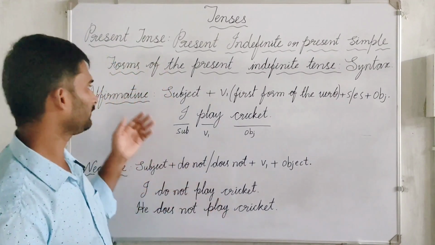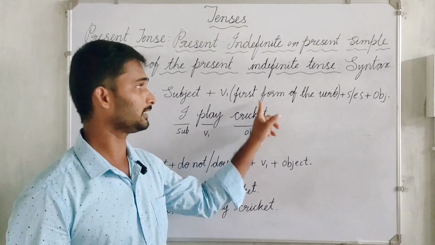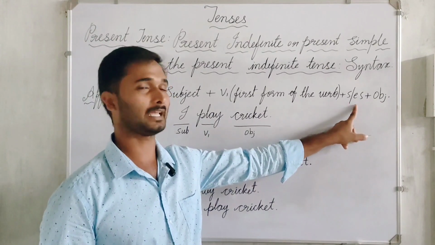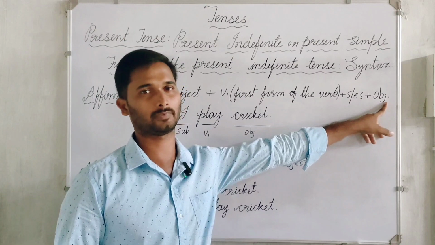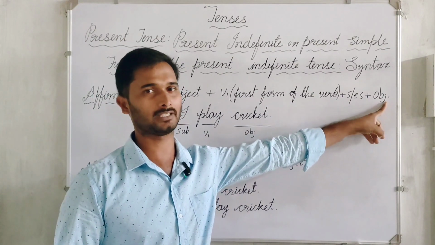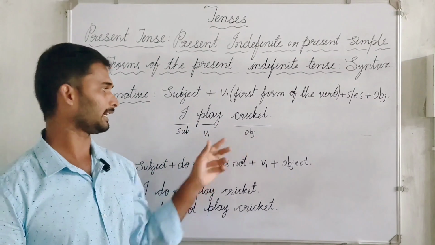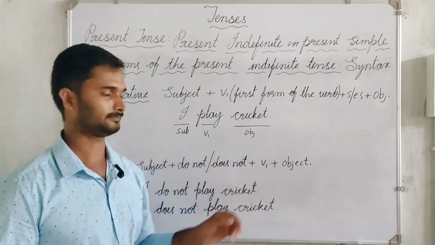Let us see the present indefinite or simple present forms, or we also call it the syntax. Affirmative form. It has a subject plus V1. We also call it the first form of the verb, meaning the present form. S or ES is added only for singular subjects. At the end of this, a full stop is added. One example, I play cricket. Subject, first form of the verb, object.